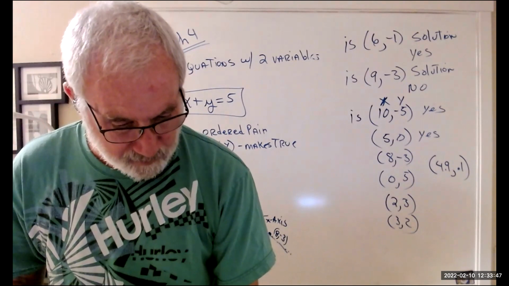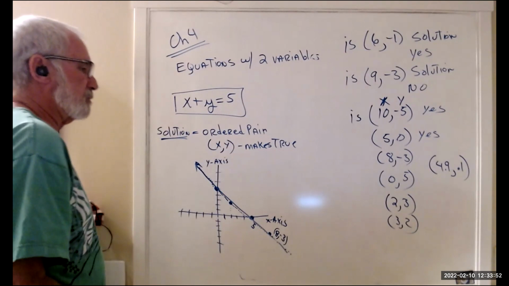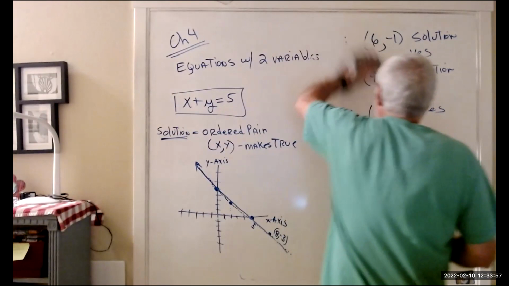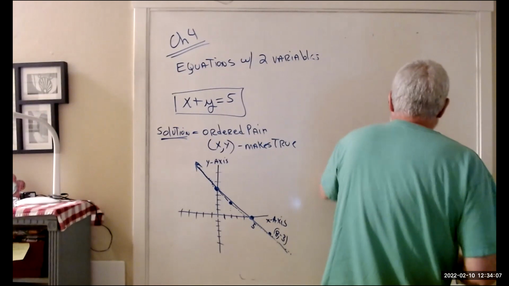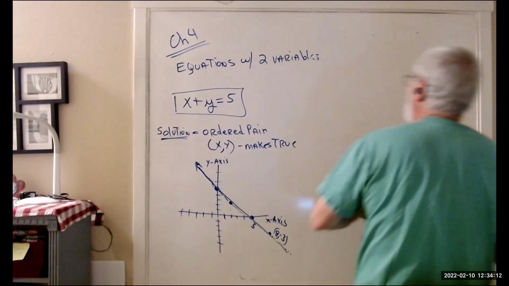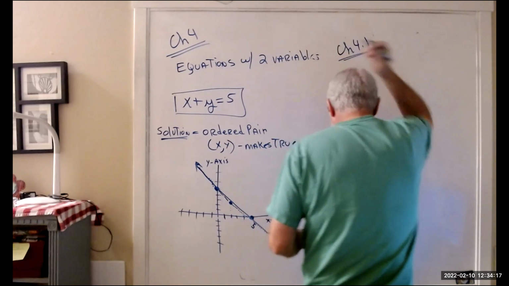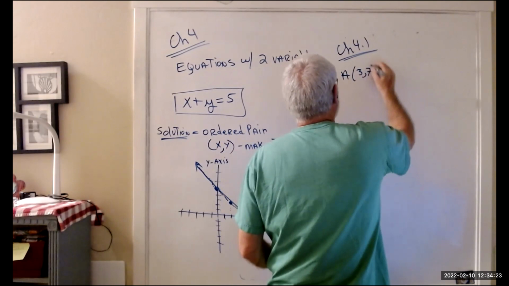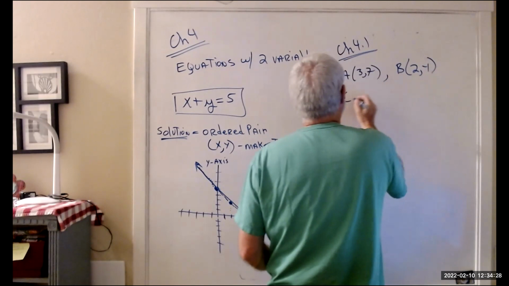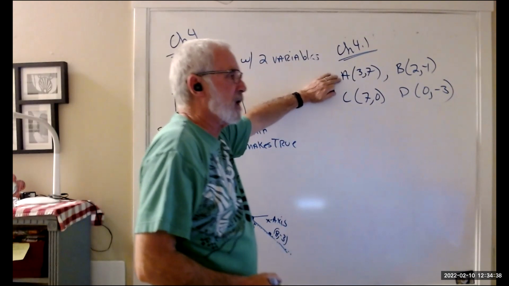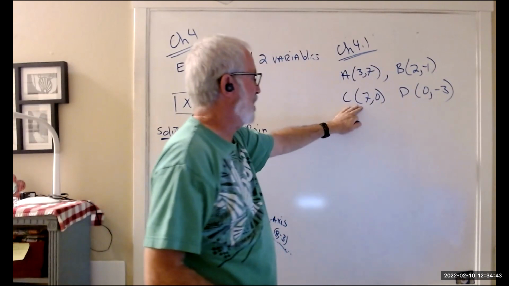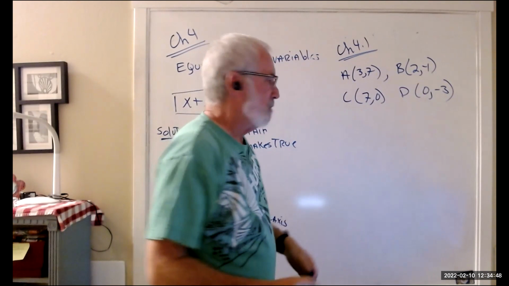Okay. A couple things that mom is going to have you do in section 4.1. In chapter 4.1, okay, mom is going to give you a bunch of ordered pairs. Okay, and I just made these up. A is 3, 7, B is 2, -1. C is 7, 0, D is 0, -3. And mom is going to ask you to plot these.